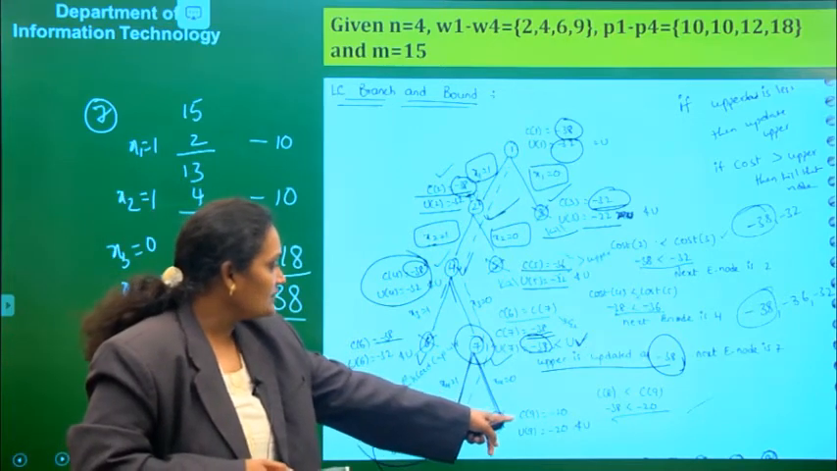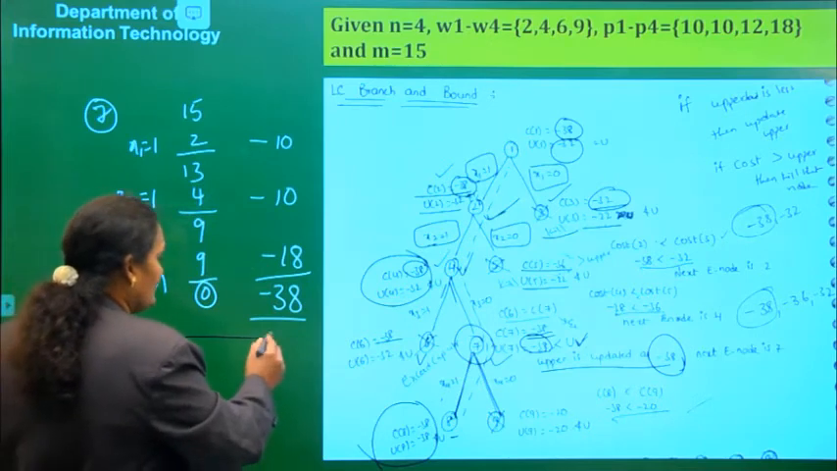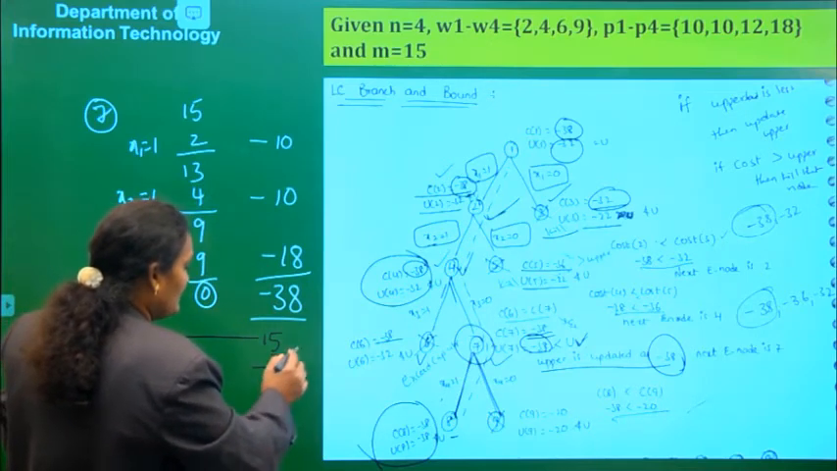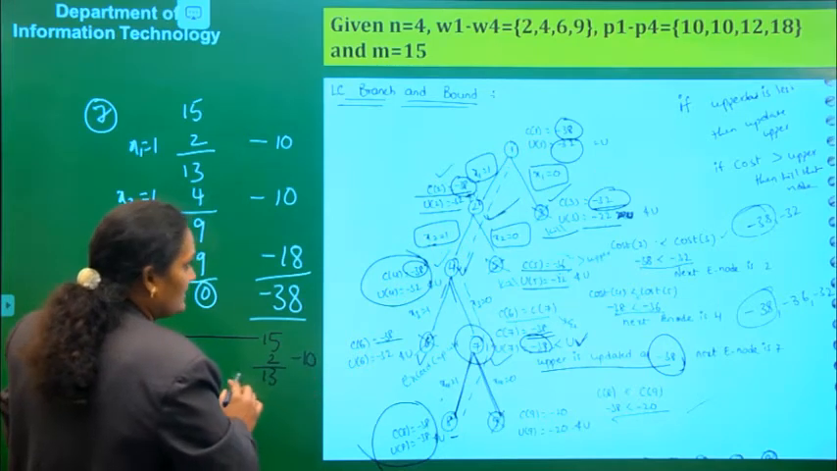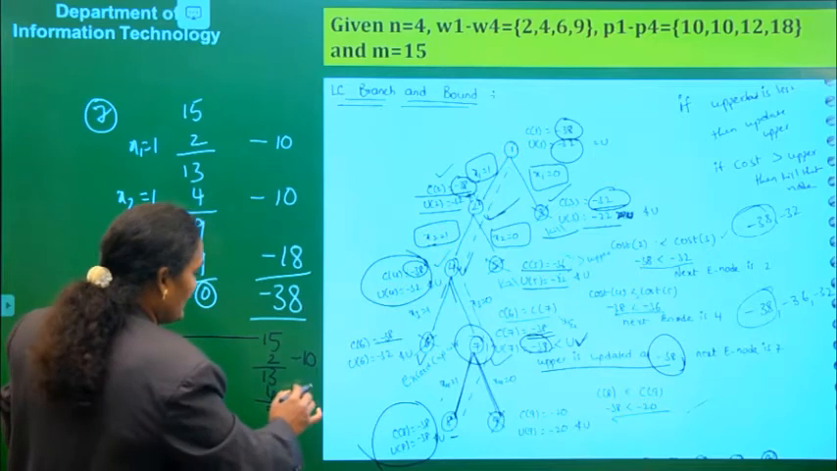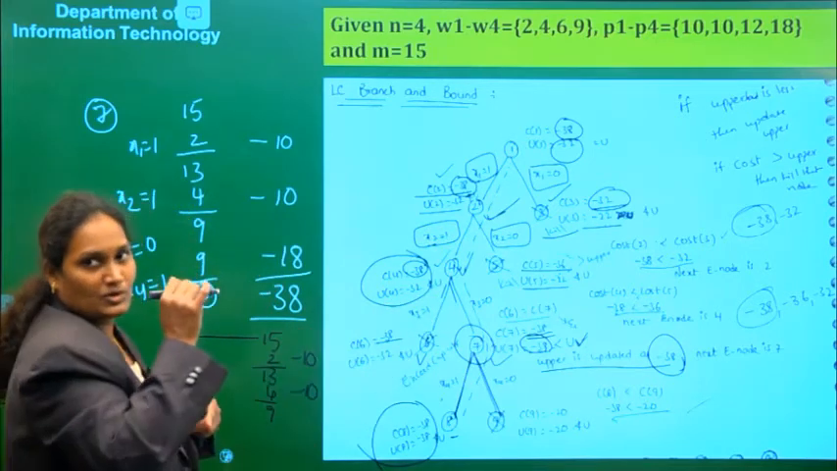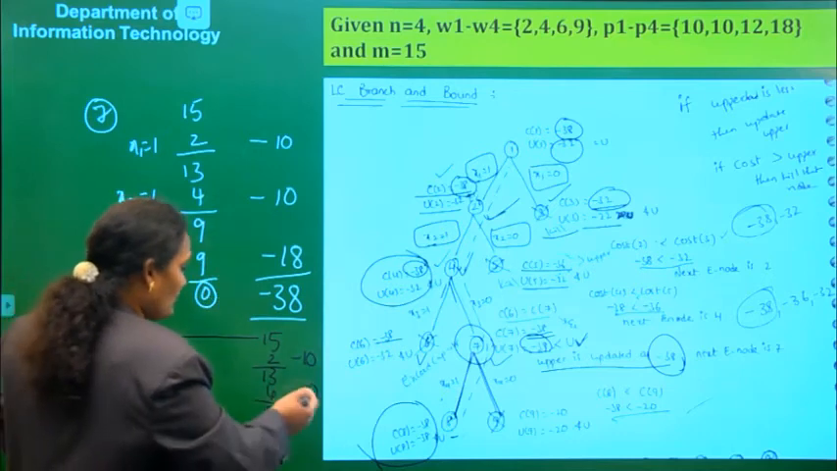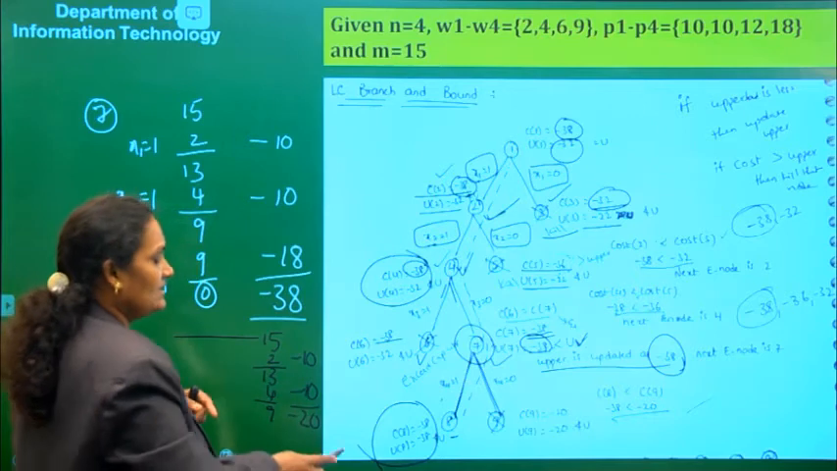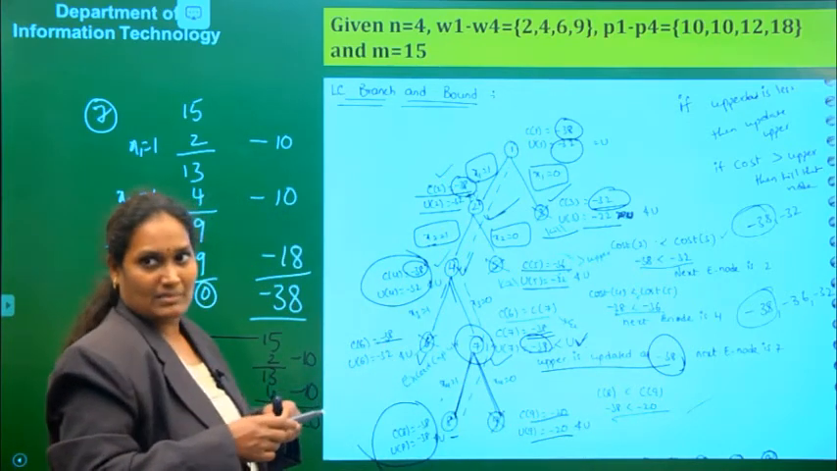And coming to C of 9, how to calculate these values? Let us see. If I place the first object, I will get minus 10 profit. If I place the second object, I will get a profit of again minus 10. Here x3 is 0, x4 is 0. Both are 0, so I cannot place anything. That's why the cost becomes minus 20, and both upper bound and lower bound become minus 20.